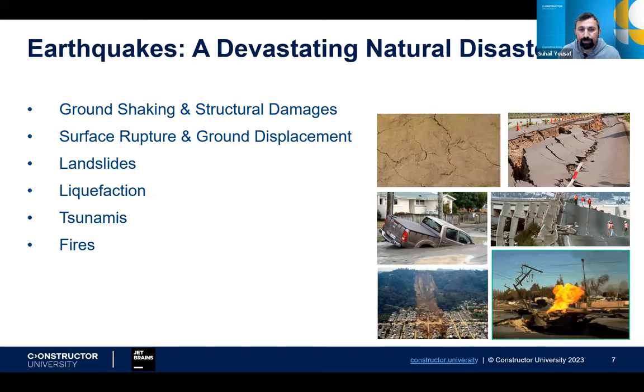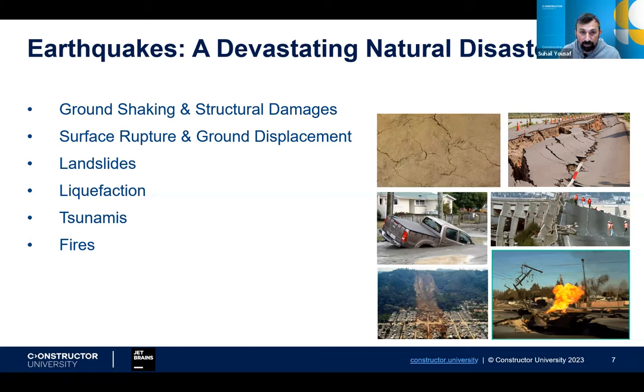Similarly, fires. Fires represent a significant secondary effect of earthquakes. The violent shaking can rupture gas lines, ignite electrical sparks, and overrun flammable materials, leading to widespread fires. Firestorms can engulf communities, exacerbating the destruction caused by the initial earthquake and complicating rescue and recovery efforts.